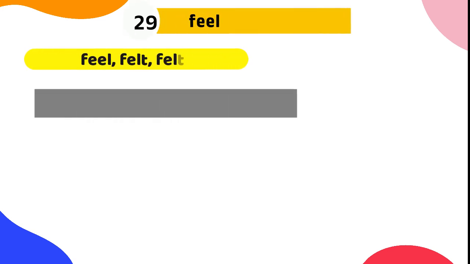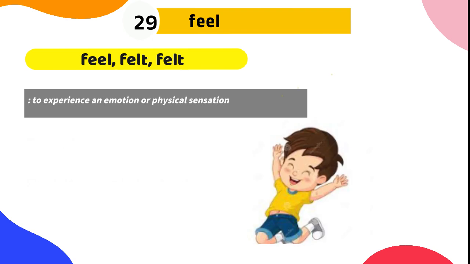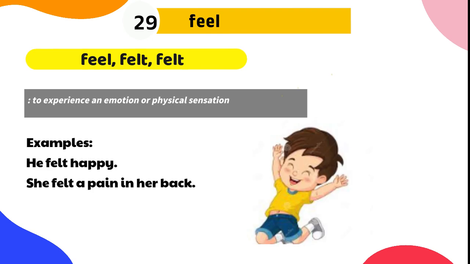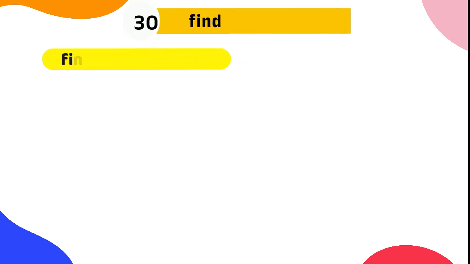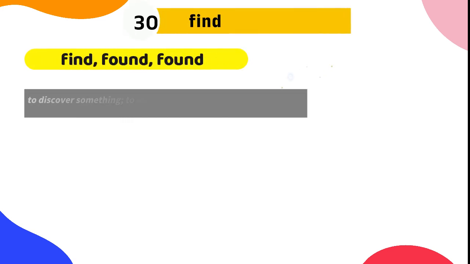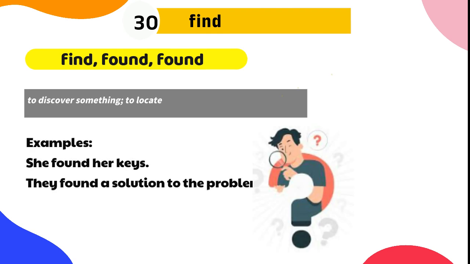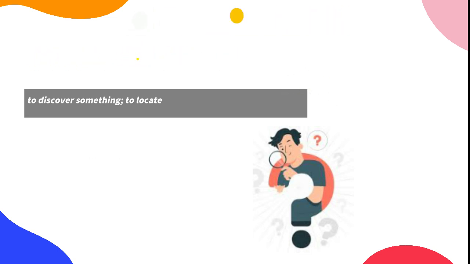Feel, felt, felt. Meanings: to experience an emotion or physical sensation. Examples: He felt happy. She felt a pain in her back. Find, found, found. Meanings: to discover something, to locate. Examples: She found her keys. They found a solution to the problem.